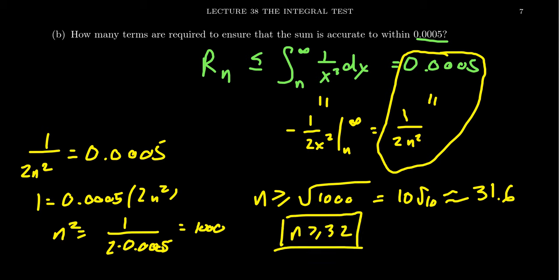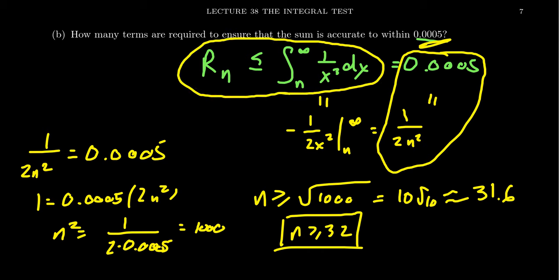If we set n greater than or equal to 32, then we'll be guaranteed accuracy within 0.0005. And again, this is very similar to some approximation theory we did with Simpson's rule, the midpoint rule, and the trapezoidal rule before. The difference now is that instead of some memorized formula, the error bound comes from the integral.